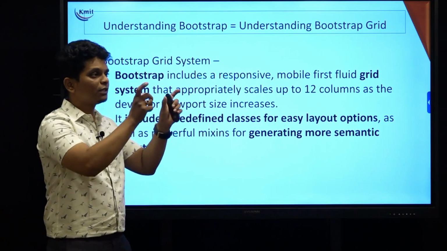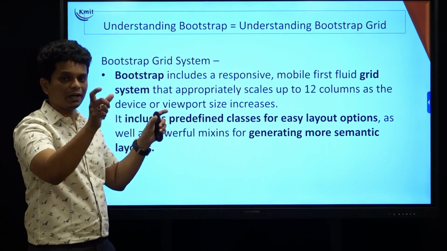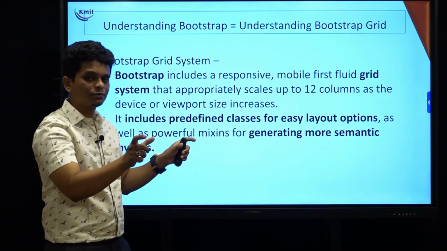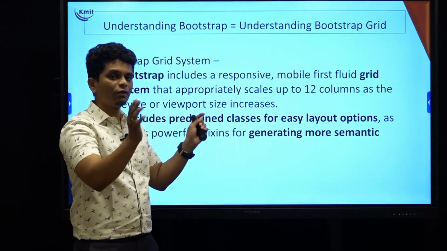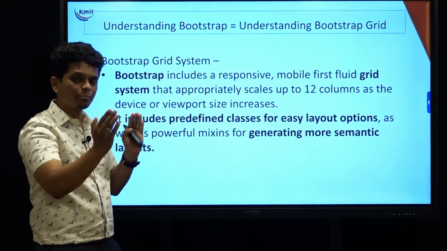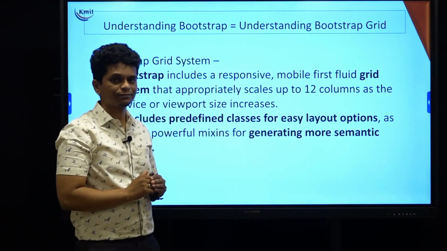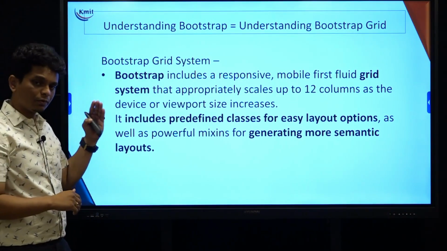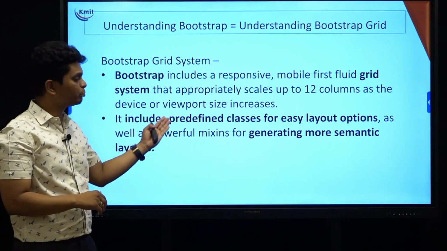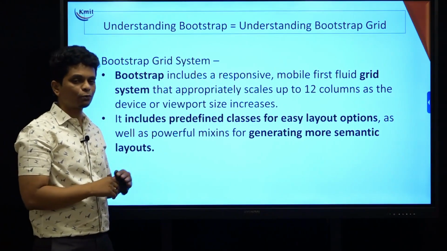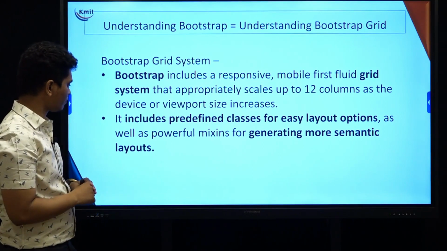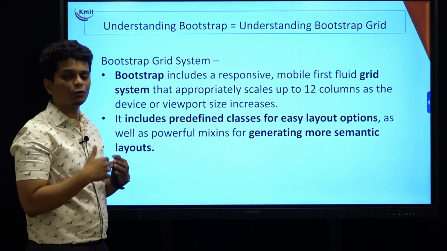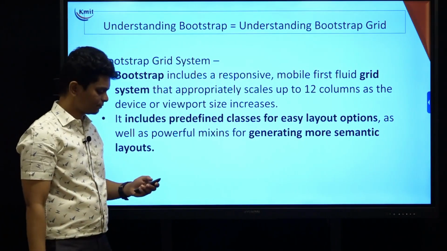Okay. So you can imagine 12 columns of invisible lines on a web page. Now these invisible columns, which are exactly 12, will shrink and expand based on the screen size. Bootstrap for this also includes predefined classes for easy layout options. We will look at what kinds of layout options we have and how the grid system works in the coming slides.